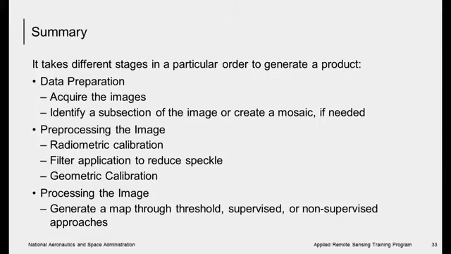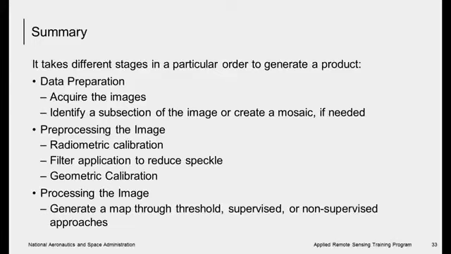In summary, these are the steps that you need to do. First of all, the data preparation. You acquire the images, and sometimes these images cover a much larger area than perhaps your area of interest. Or you might need to subset it anyway because your processing power is not so fast. It can be much more manageable if you subset the image and just work with chunks. So once you have that done, then you go through the pre-processing steps.